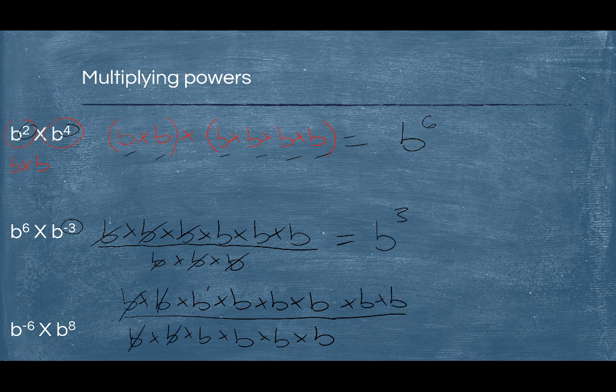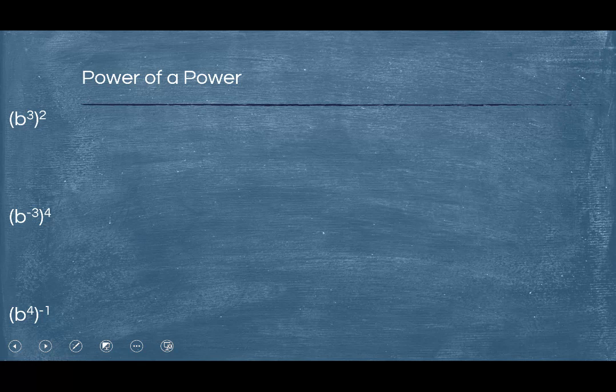Cancel, cancel, cancel, cancel. How many am I left with? 2 of them. Equals b to the power of 2. Again, it follows that -6 plus 8 is equal to 2. You're just adding those exponents. That's why these exponent laws work.